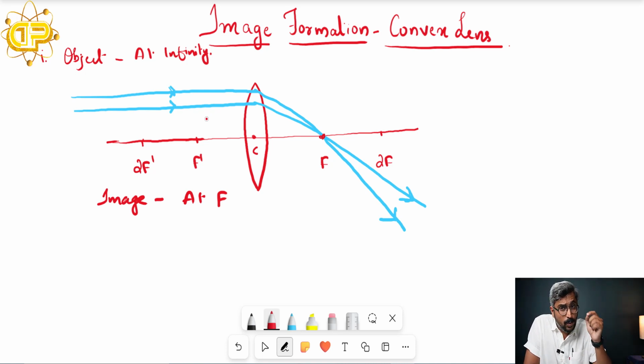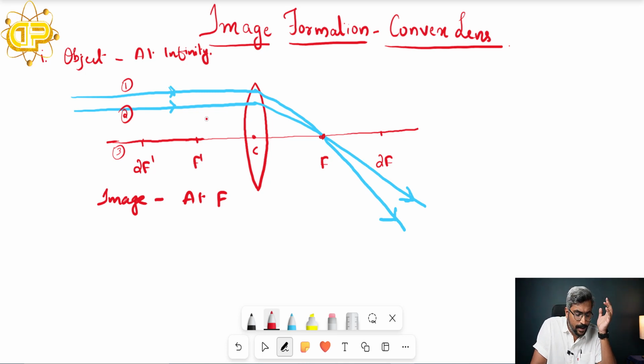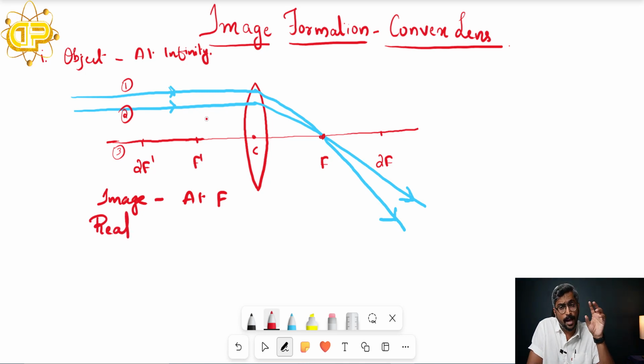Here once again I'm saying, as these rays, ray 1 and ray 2, are parallel to the principal axis, we obtain the point at the principal focus. So we are getting the image at the principal focus. What are the different properties of this image? Are they real or virtual? Definitely they are meeting in real, so the image formed is a real image. And we know all real images are inverted.